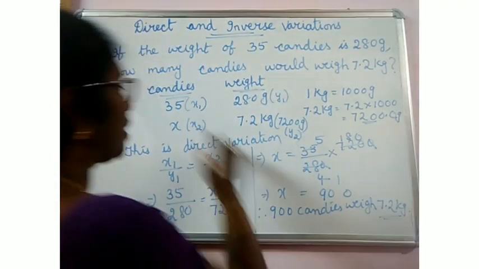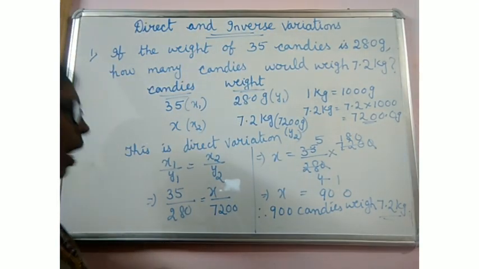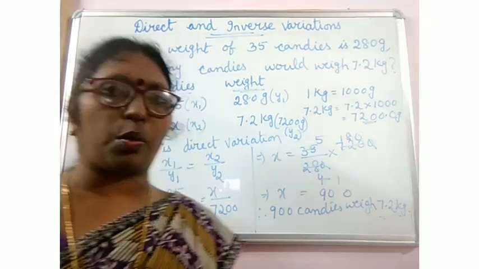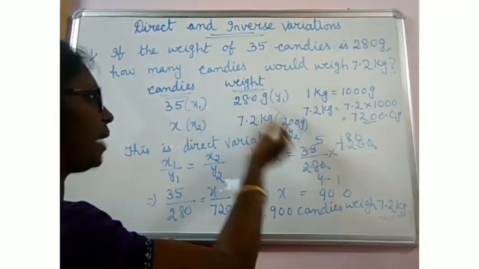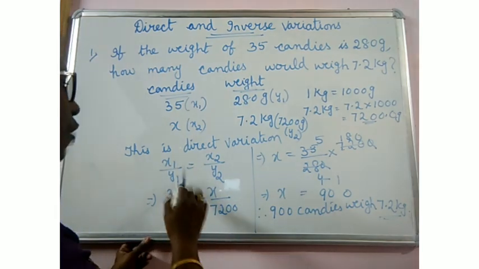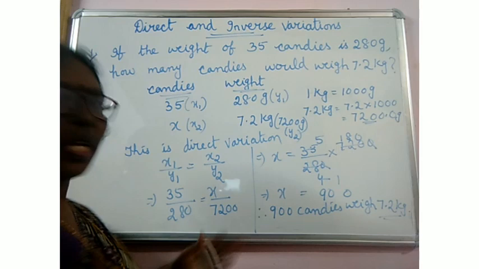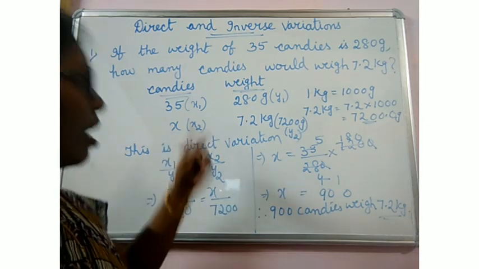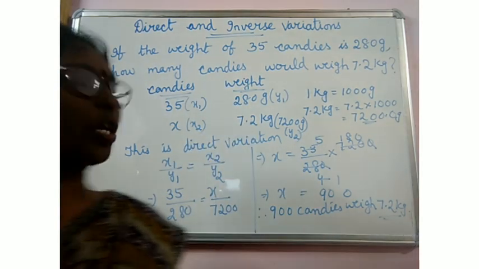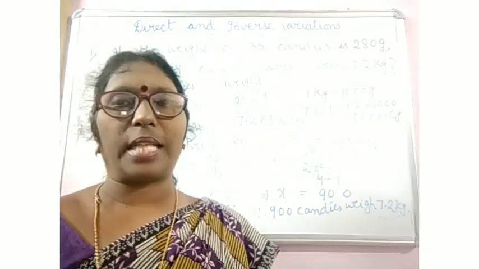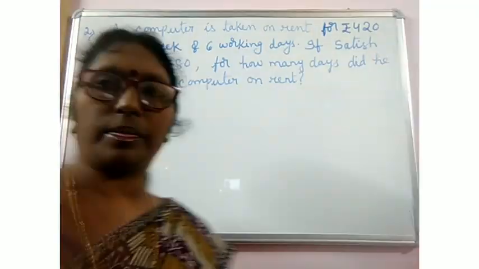So what is given, we can write in tabular form, and whether it is direct variation or inverse variation you have to see first. And if it is direct variation, you know the formula for that, x1 by y1 equal to x2 by y2. After that, by substituting their values, you will be able to get the answer. Now let us solve one more problem.